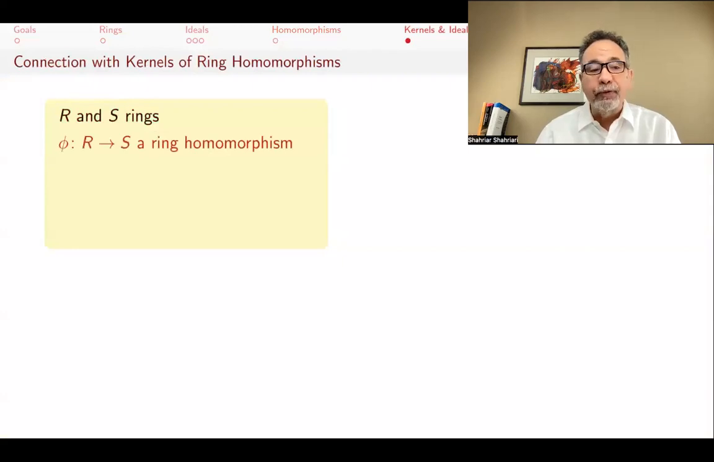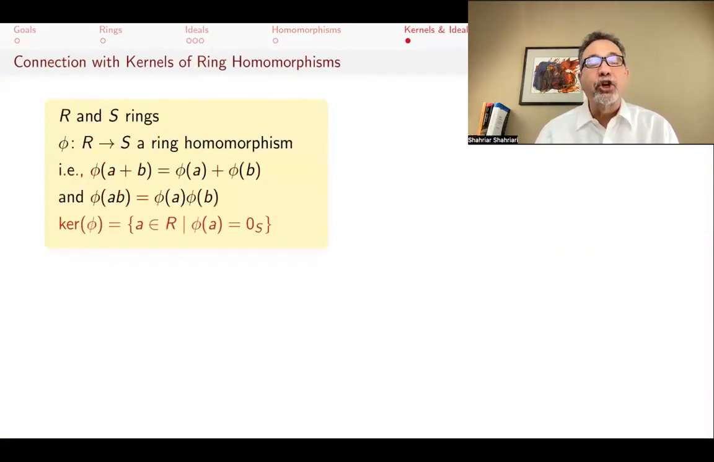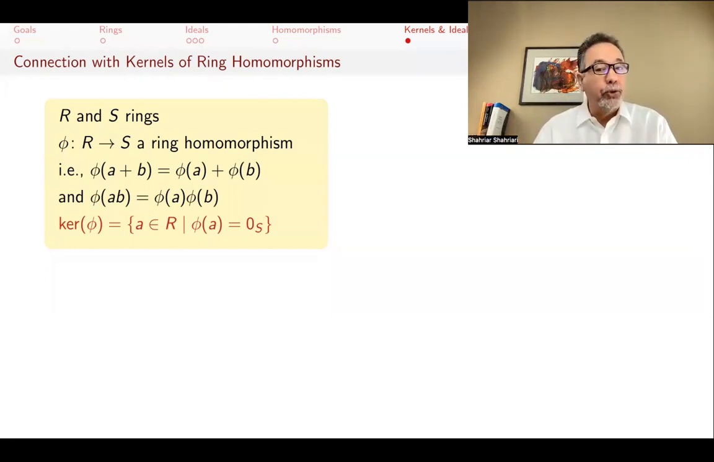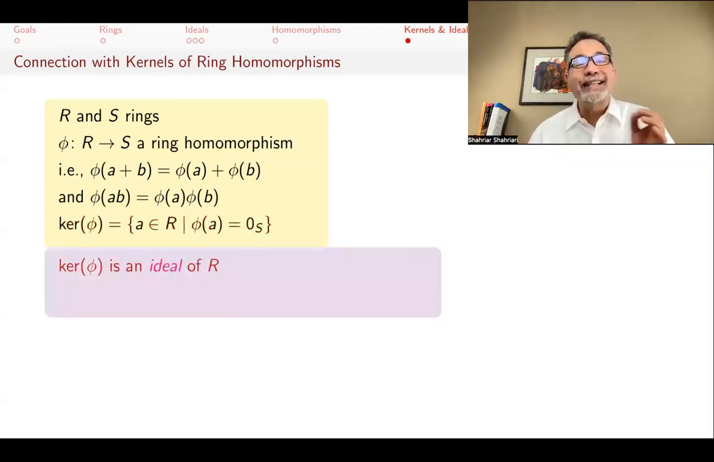If you have a ring homomorphism, then the kernel of the map is all those elements that go to zero. Those are the elements in the domain that are mapped to the zero of the codomain. The codomain is a ring, and so it has a zero. So some elements go there. In fact, one can prove, in the homomorphism video I have, that zero of R will always go to zero of S if you have a ring homomorphism. All other things that go to zero together with zero are called the kernel. And the kernel is an ideal of R.